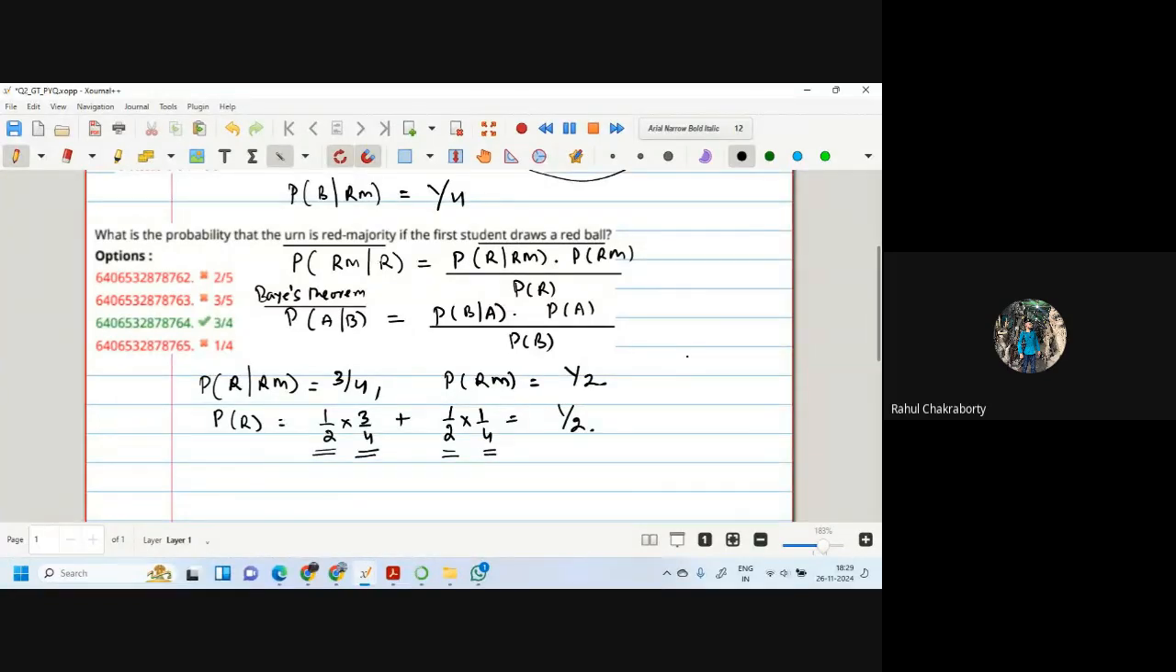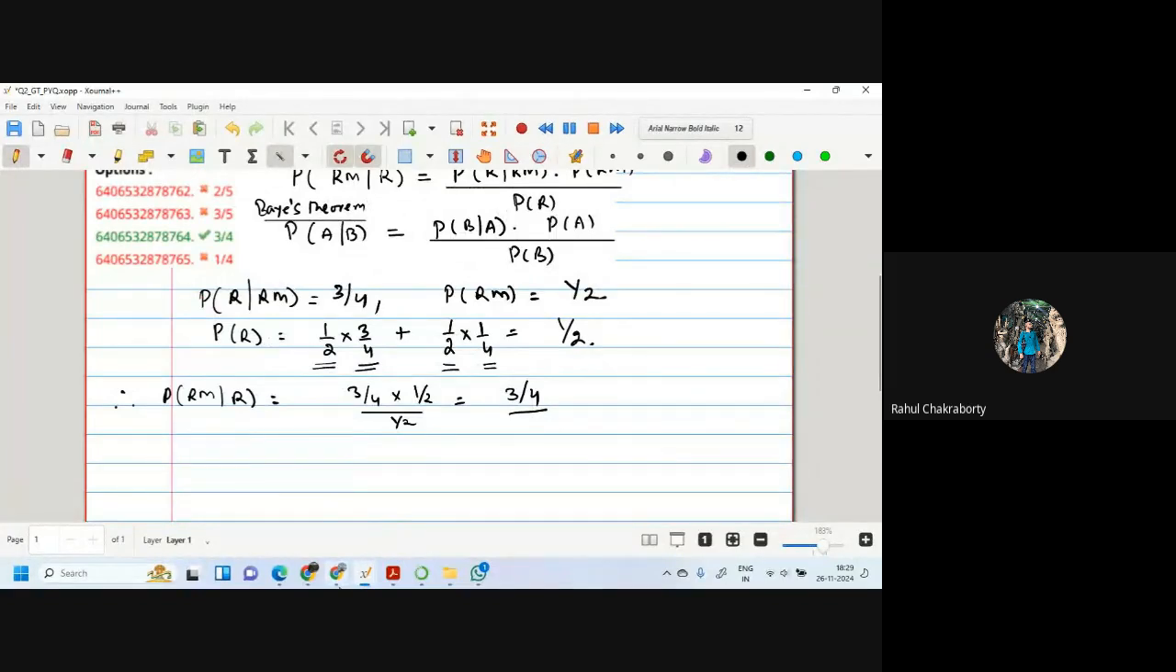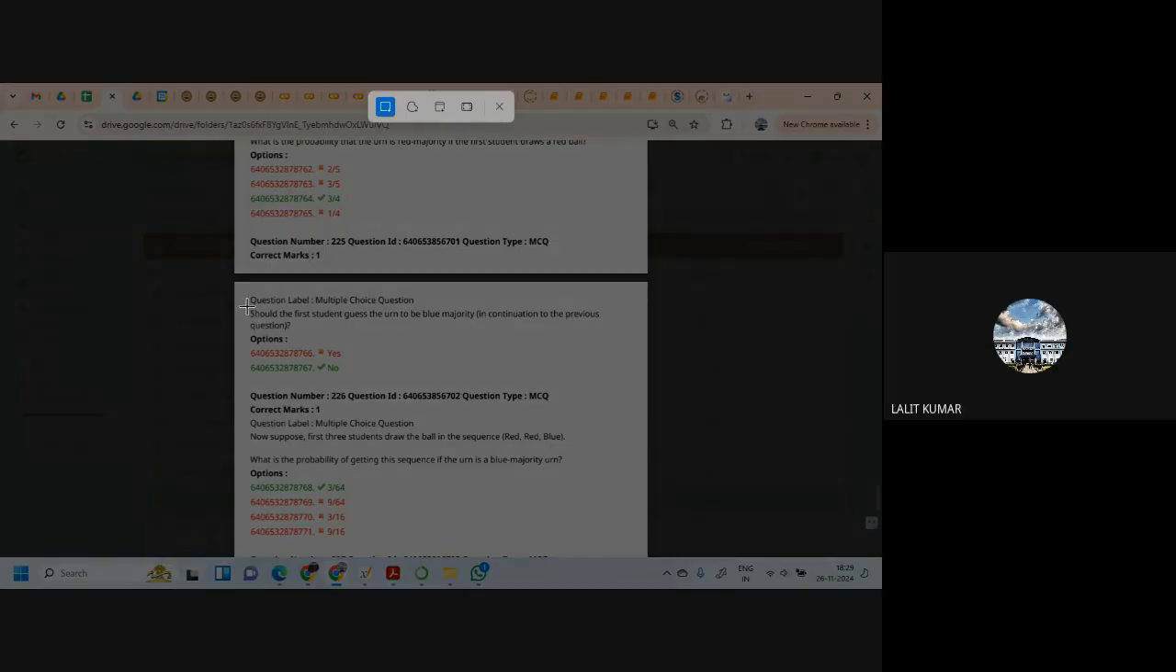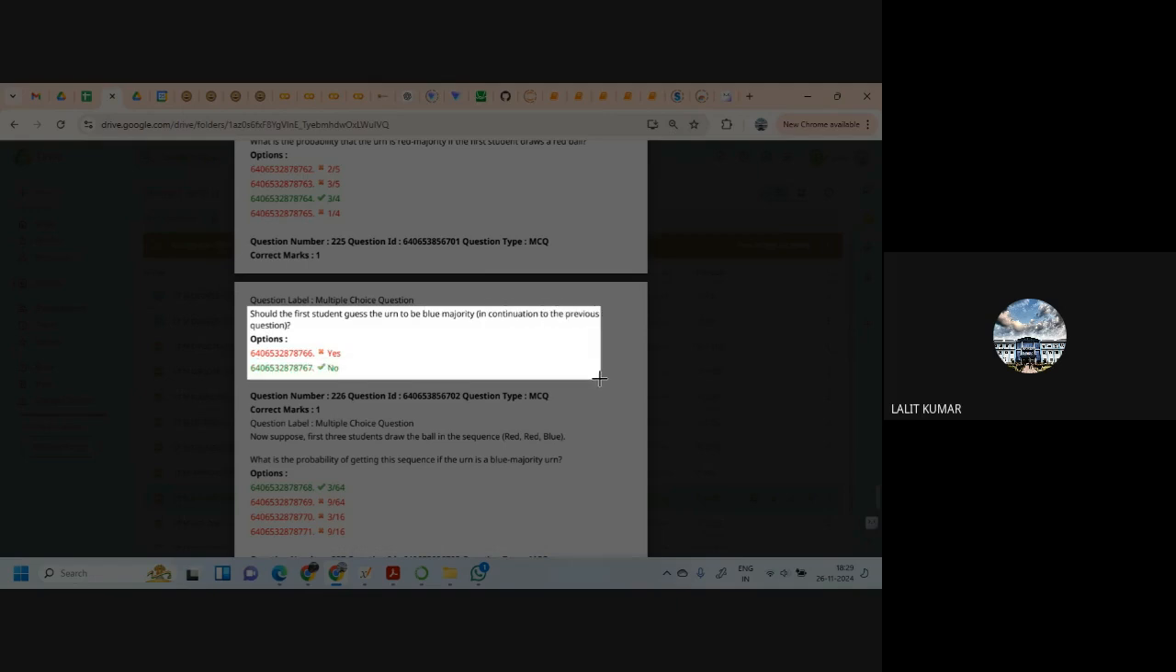Now you put this in the formula. Now probability of red majority over red will become 3 by 4 into 1 by 2 divided by 1 by 2. So this will become 3 by 4. Okay? Now, this we had solved yesterday also, that's why it is coming fresh in our mind.